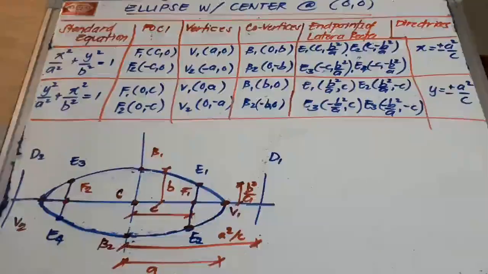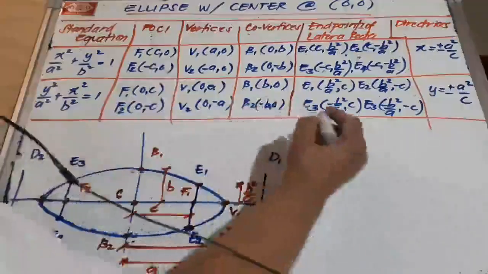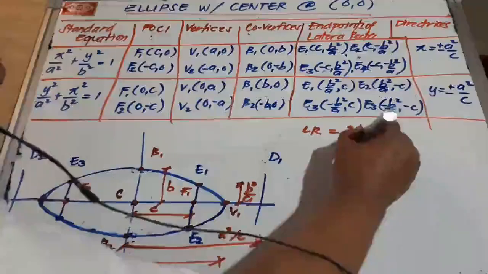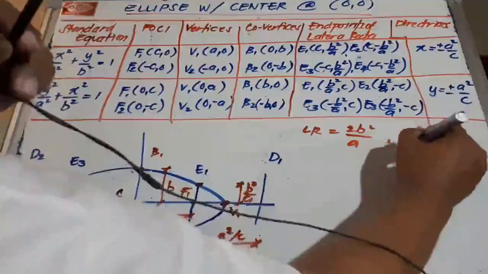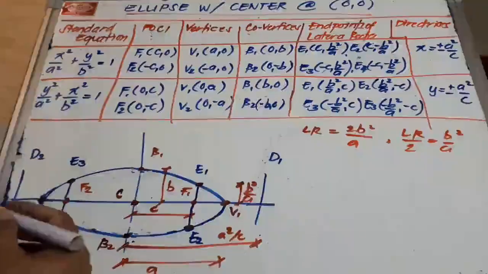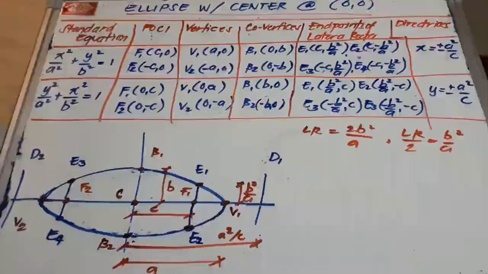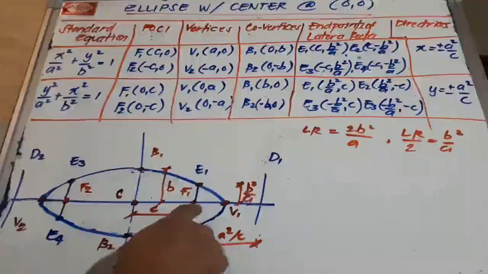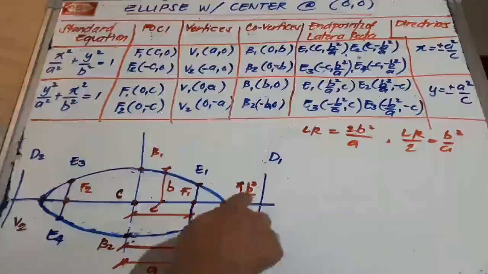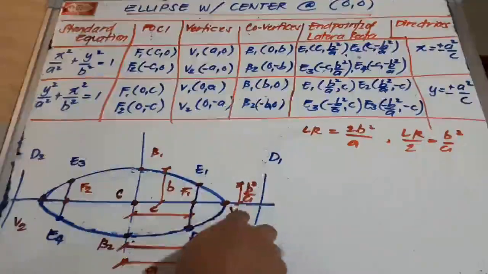Okay? When it comes to endpoints of latera recta, the plural of latus rectum, ang formula ng latus rectum natin para makuha natin is 2b squared over a. So, ang kalahati niya will be b squared over a. Yan yung haba ng ating latus rectum. At ang latus rectum, always nadadaan siya sa focus ng ating ellipse. So, sa makatwid, from focus to one of the ends of our latera recta, ang length nyon ay b squared over a.